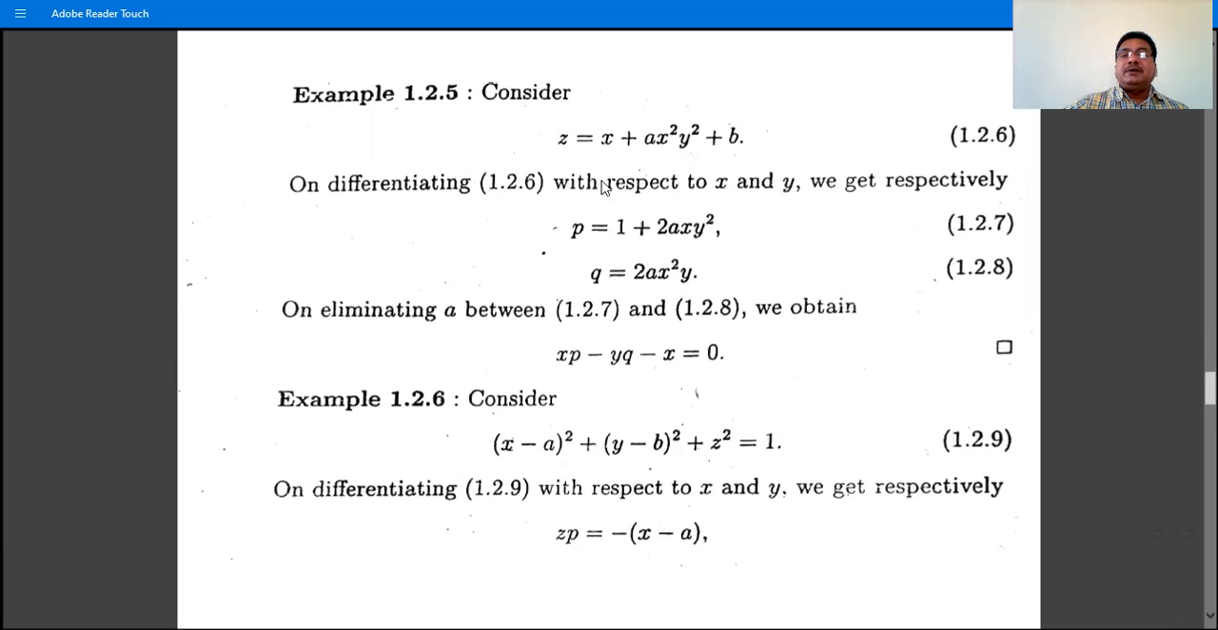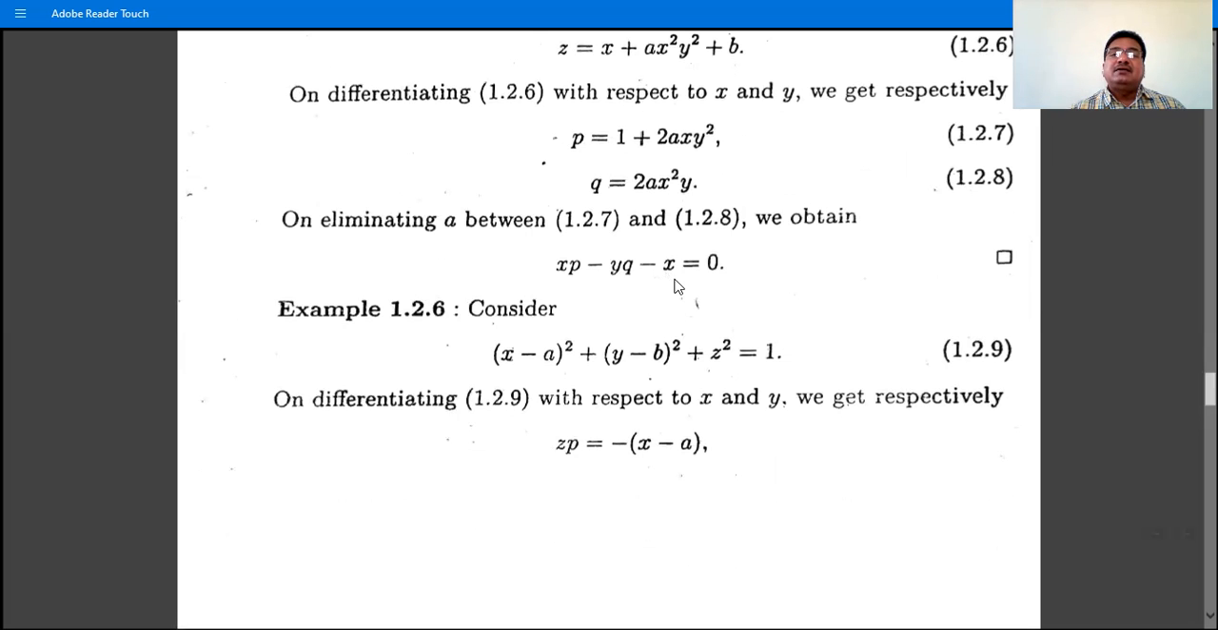Then this is the problem of formation of differential equation. z = (x + a)(x² y² + b). Now we have to eliminate these arbitrary constants a and b. Suppose this is equation number 1. Now differentiate with respect to x and y, which are equations number 2 and 3, and from equations 1, 2, 3 eliminate a, b by addition and subtraction. We have the answer.